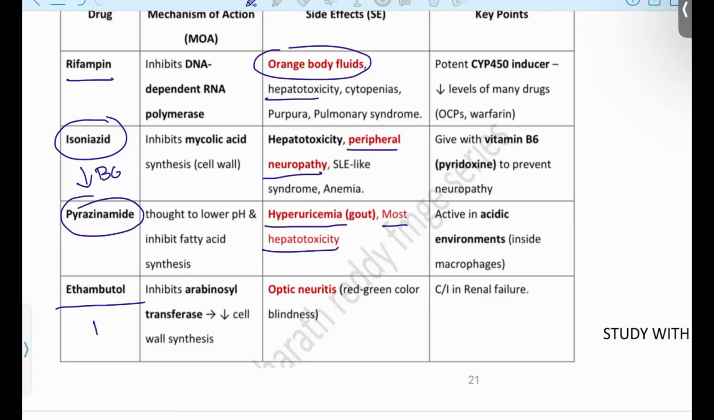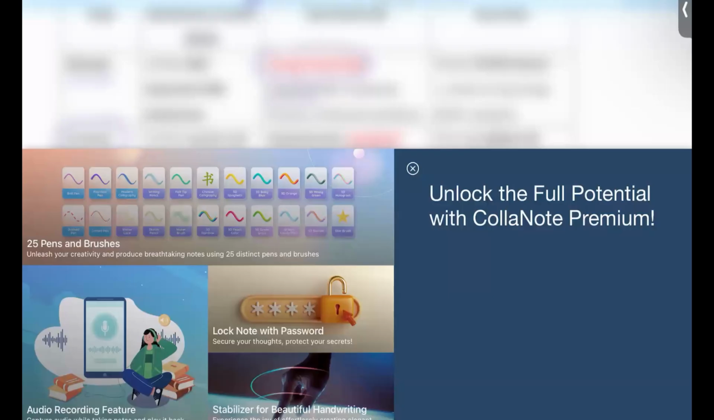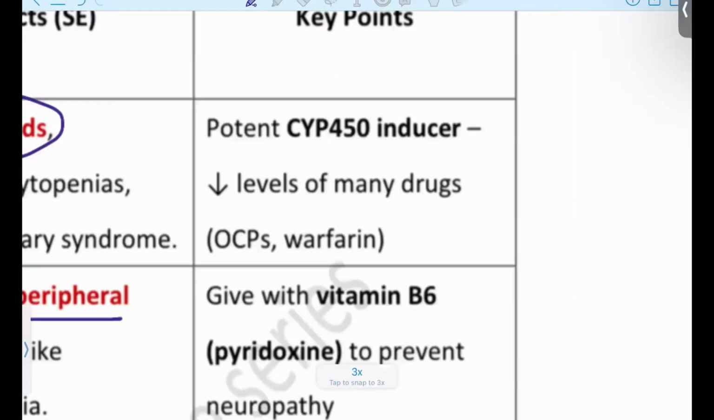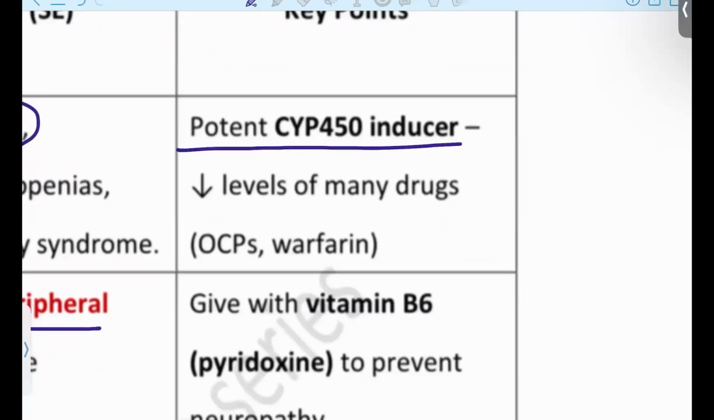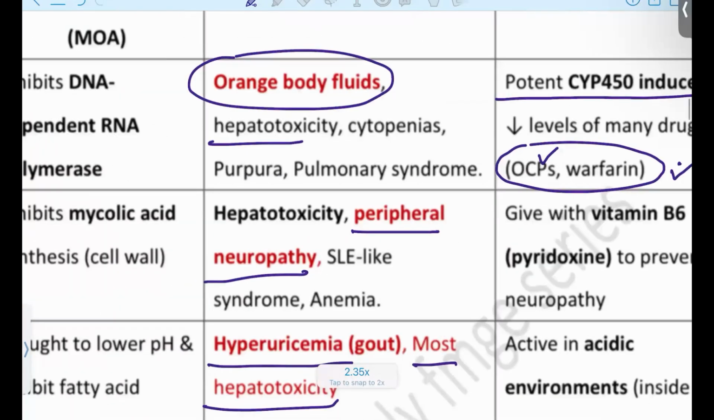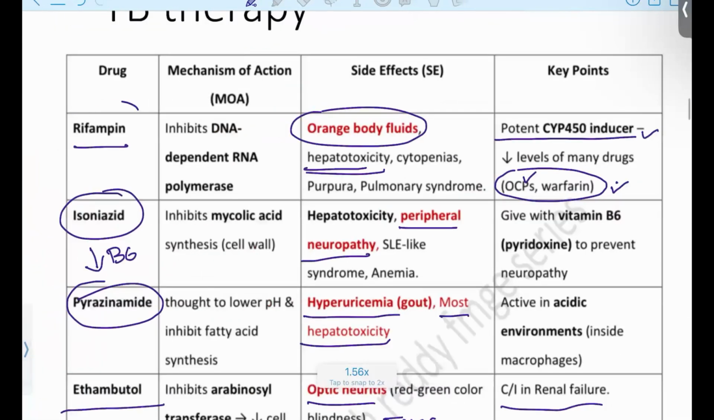Ethambutol, E for ethambutol, E for the eyes. Okay, it will cause optic neuritis. These specific side effects are very important. And ethambutol is contraindicated in renal failure patients also. And rifampicin has another point, that it is a potent CYP450 inducer. So if you take this drug along with OCPs and also warfarin, it will decrease their effect, so there is a high chance of bleeding, and pregnancy can also occur. Also, because of hepatotoxicity, this is not good for pregnant patients. All right, these are the TB drugs.